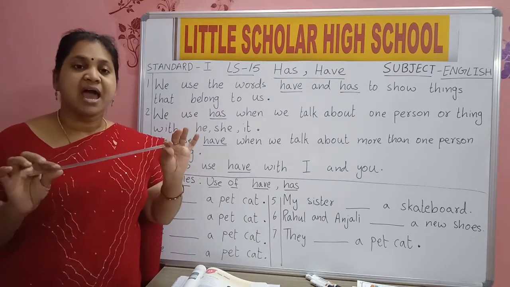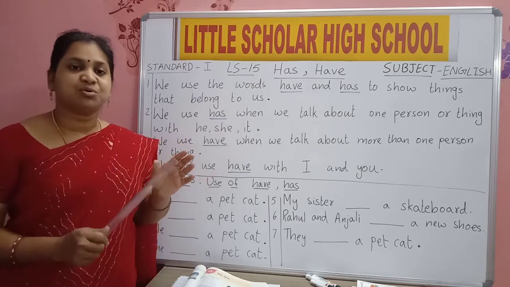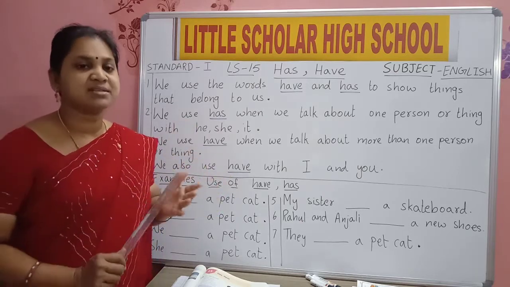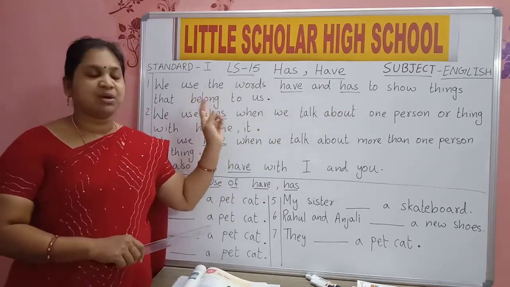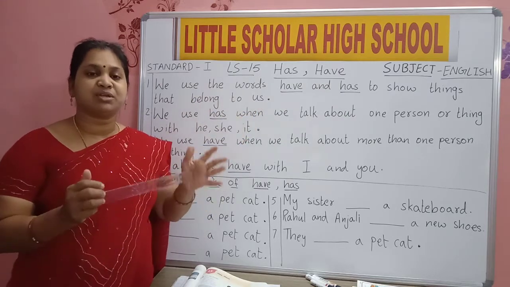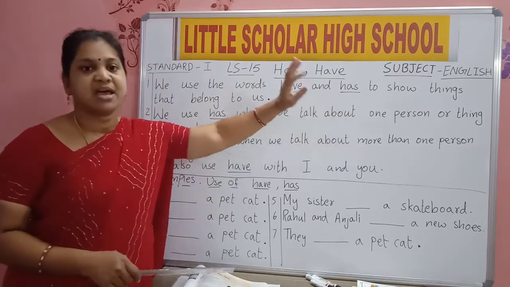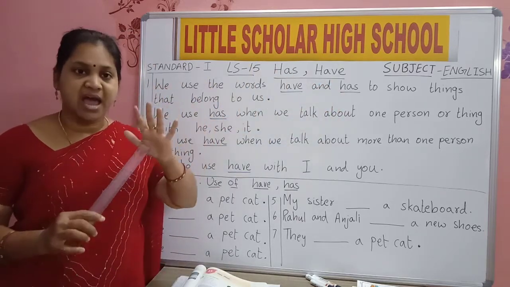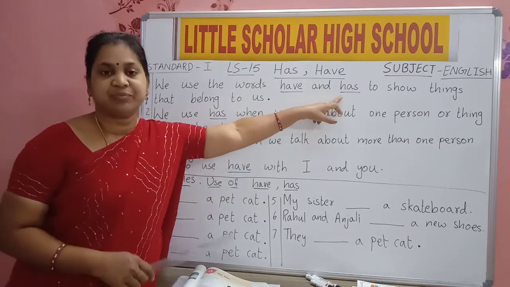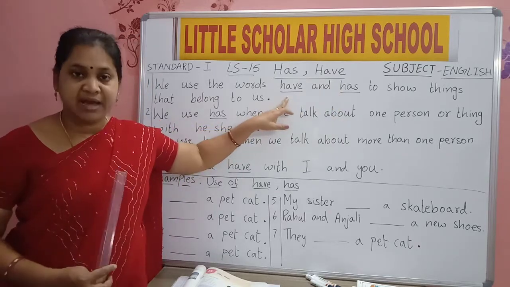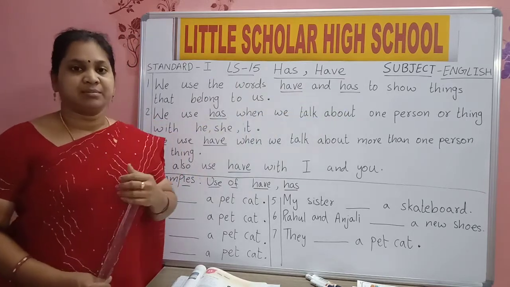Now, I have a scale. To show the belongings, things that belong to us or someone, we use have and has. If the things belong to us, we use have, and if the things belong to others, we use has. I have a pencil. He has a pencil.